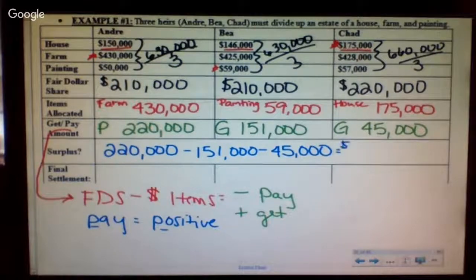$24,000. What this is saying is, once everybody evens out and gets their fair dollar share, we've got $24,000 left over. Okay, so what do we do with that? Well, we're gonna split it and give $8,000 to each person. We're gonna divide by 3 because we've got 3 players, and we're gonna give $8,000 to each person.